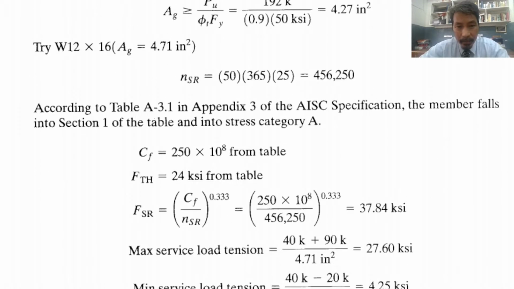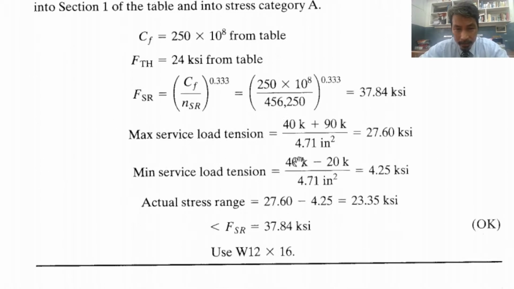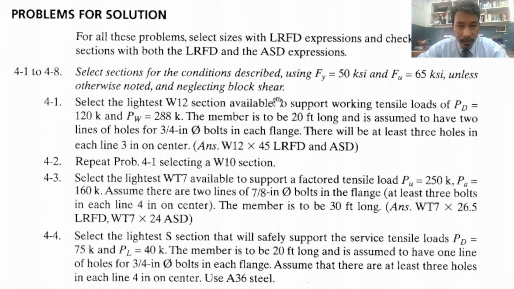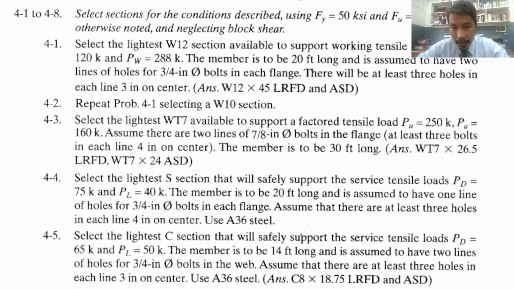And then the gross area, okay, pounds per square inch. So PSI, this is KSI, kilo. So load divided by area, that is the tension load in KSI. Therefore, we found out that these are the answers. So for the problems for solution, practice these problems at the end of the chapter. You have to practice it.